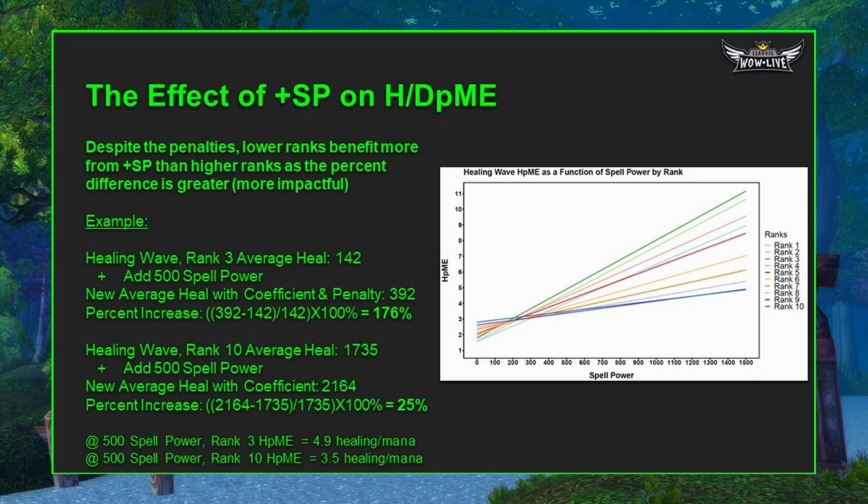Also, you'll see that at 500 spell power, the rank 3 HPME is 4.9 healing per mana, while it's only 3.5 healing per mana for rank 10. With that much spell power, rank 3 is more mana efficient. You can see in the graph at around 200 to 300 spell power, there's a lot of crisscrossing in those lines. Each of those colored lines represents a rank of Healing Wave, going from 0 spell power to 1500 spell power. And by 1500, you can see that rank 3 is the most mana efficient.